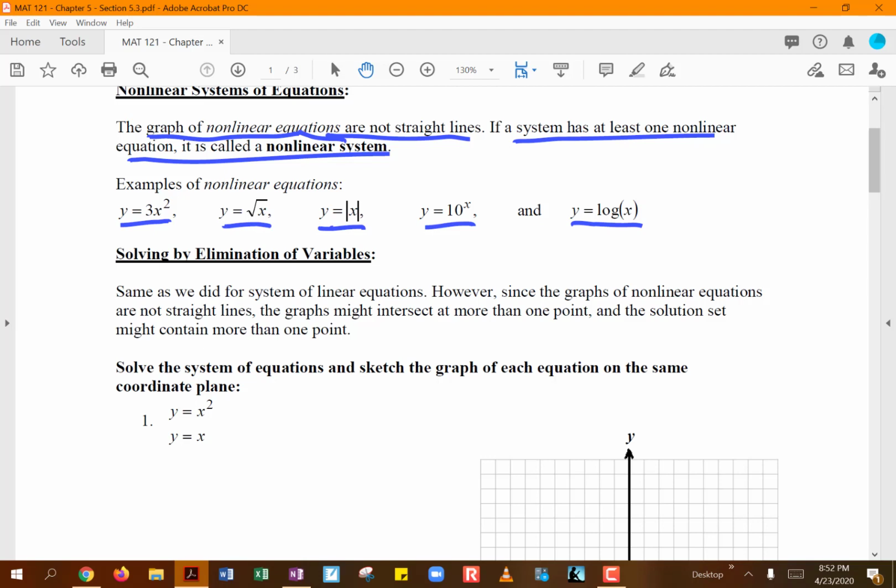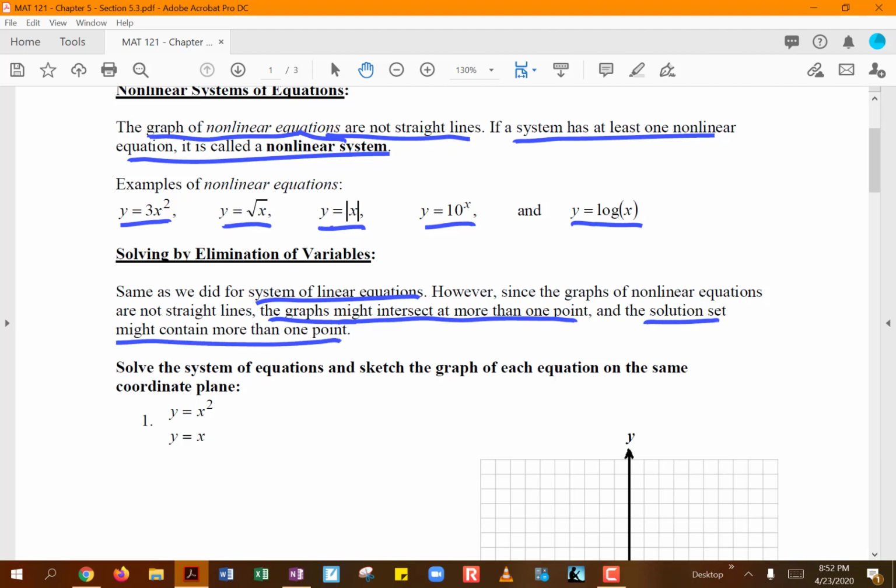So we're talking about solving by elimination of variables. Kind of what we had done with the addition method before, that's the same thing we're talking about here. They are saying, however, since the graphs of nonlinear equations are not straight lines, graphs might intersect at more than one point. So that is something we have to keep in mind. Unlike linear equations, with nonlinear equations, since your graphs can intersect at more than one point, that means your solution set will obviously contain more than one point.